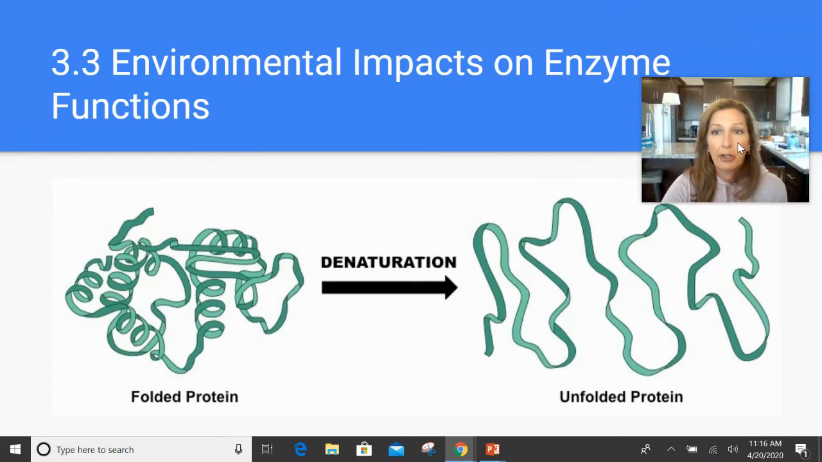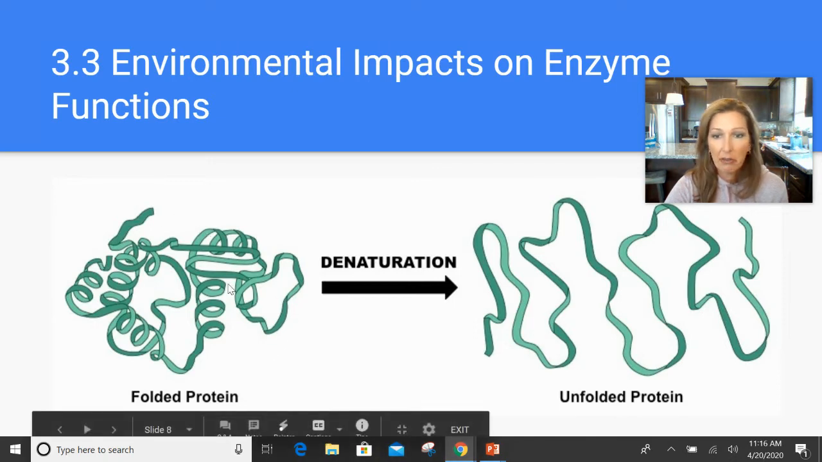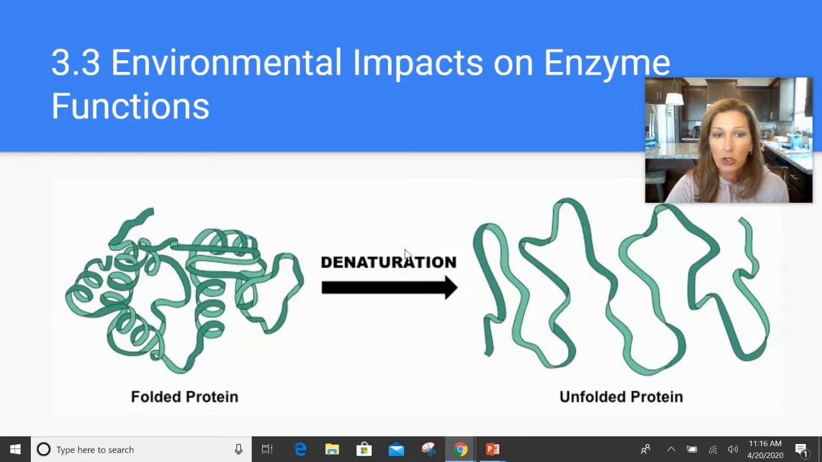Now, the third concept that we need to be addressing is the environmental impacts on enzyme function. Main thing to make sure that we are understanding with enzymes is this term denaturation. Remember that enzymes being proteins, their shape is everything, their conformation. And we know that pH and temperature can denature proteins, and if it denatures the enzyme, then the active site changes shape and therefore it doesn't function.